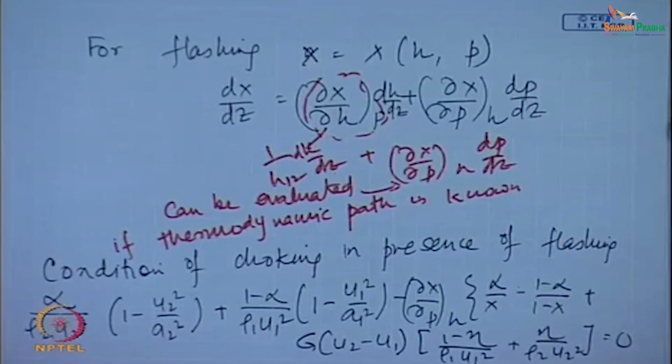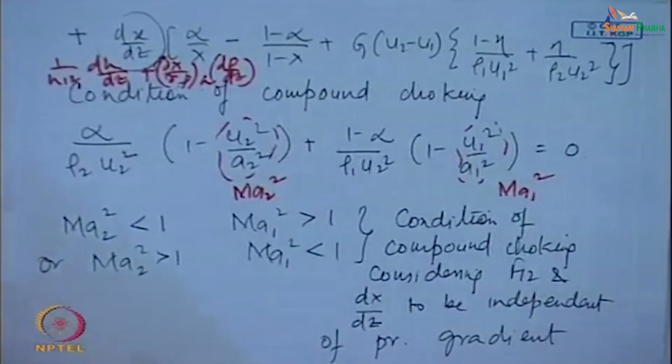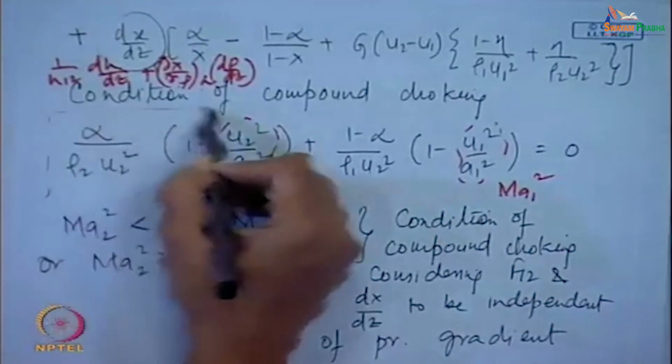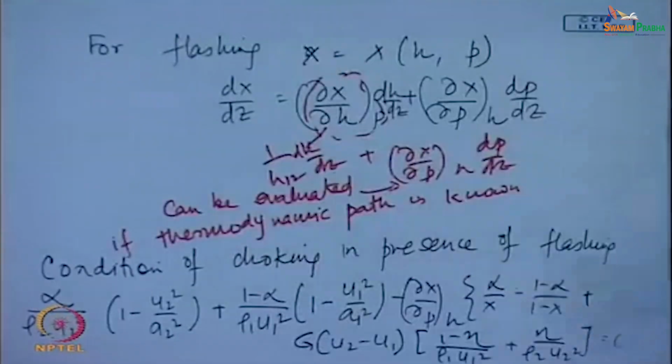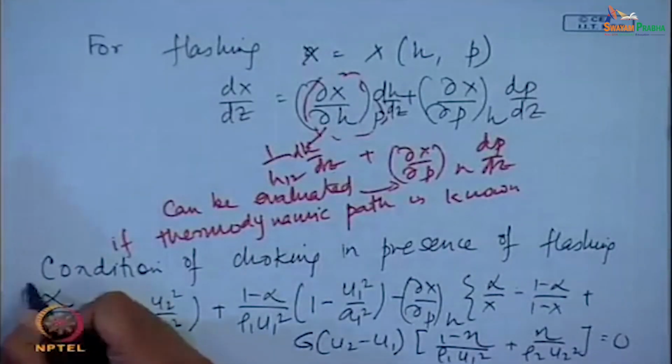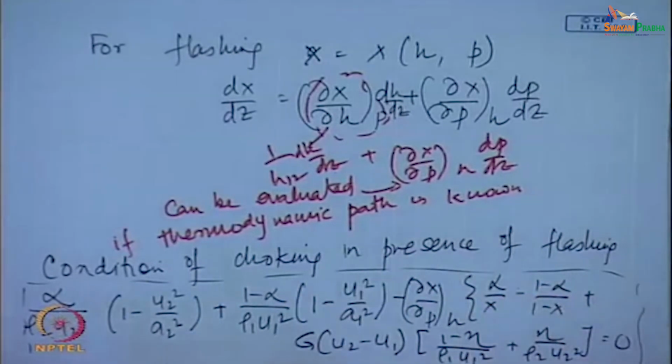Yes or no, do you agree with me? So, in absence of flashing, your condition of choking is given by this particular expression, and in presence of flashing, your condition of choking is given by this particular expression being equal to 0. So, we find that in presence of flashing, your choking should depend on the value of eta. This is a problem, because eta also we are not very confident how we are going to define it.